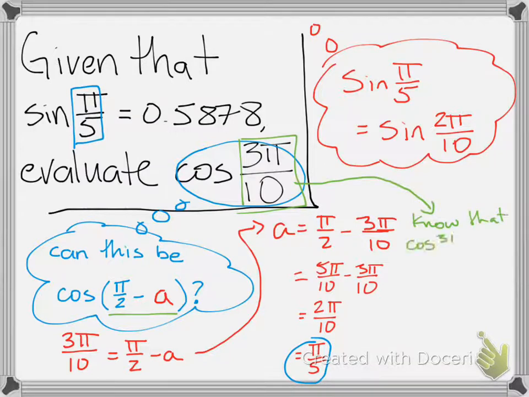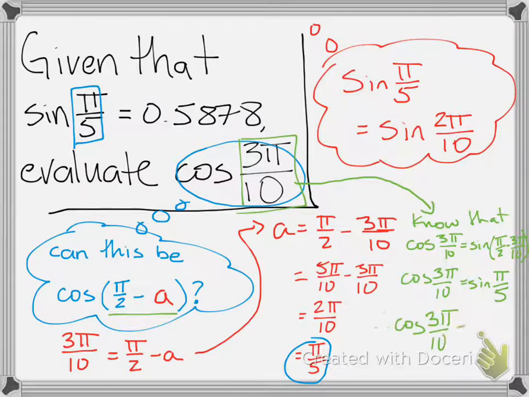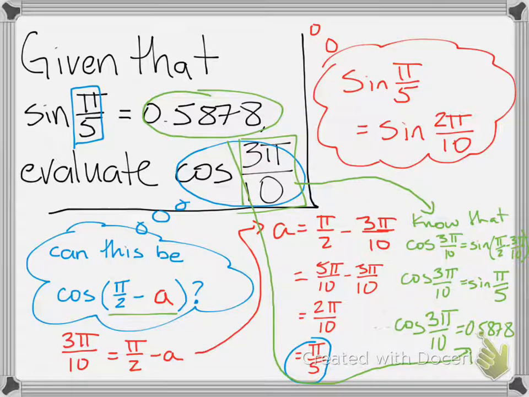So we know that cos 3 pi by 10 is the same as sine pi by 2 minus 3 pi by 10, right? That's one of those identities that we learned. So cos 3 pi by 10 is equal to sine pi by 2 minus 3 pi by 10. So that means that cos 3 pi by 10 is equal to sine pi by 5 because we figured out that pi by 2 minus 3 pi by 10 is equal to pi by 5. And that means that cos 3 pi by 10 is equal to 0.5878. And that's it. That's all we need to do to apply these identities. Okay, so watch the video again if you need to, and then try those homework questions.